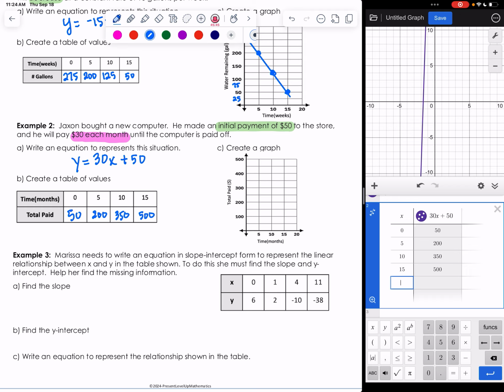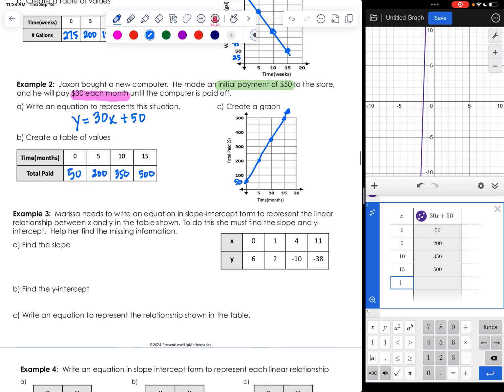So if I plot this, notice our graph. We have time in months on the x-axis, and on the y-axis we have the total amount paid, and the y-axis is scaled by 50s. So at 0 months, Jackson had paid $50. At 5 months, he had paid $200. 10 months, $350. 15 months, $500. So there's our linear relationship.